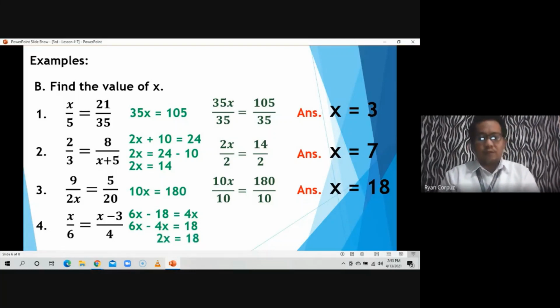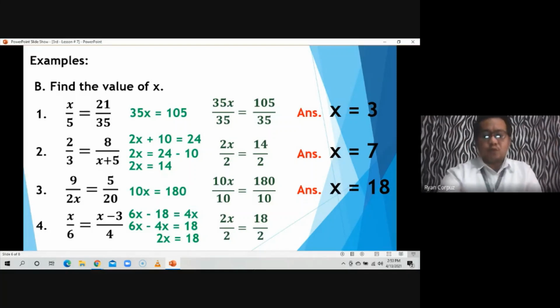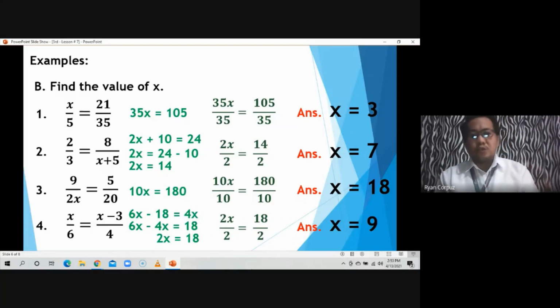So since we want to find the value of x, let's divide both sides of the equation by 2. So by doing that, x will be left, then 18 divided by 2 is equal to 9. So for number 4, the correct answer or the value of x is equal to 9. So if you are going to substitute these values of x in the given equation natin or the given proportion, the two ratios will become equal. So that's how we solve for the value of the unknown variable in a given proportion. Question on that? So if none, let's proceed to the third.